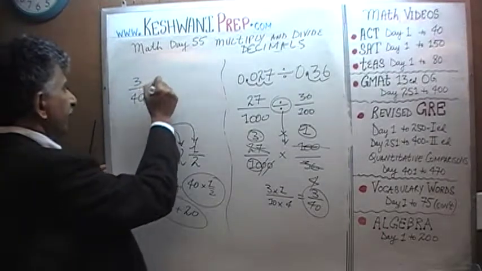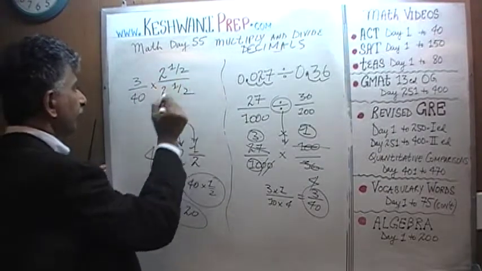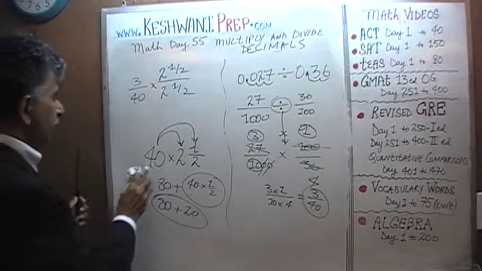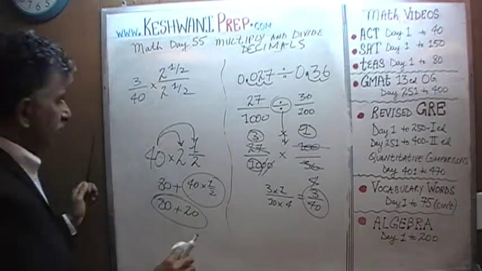So let's multiply top and bottom by 2.5. And if we do that, what we end up with here, I left no room for myself at all to continue. Let's continue here.